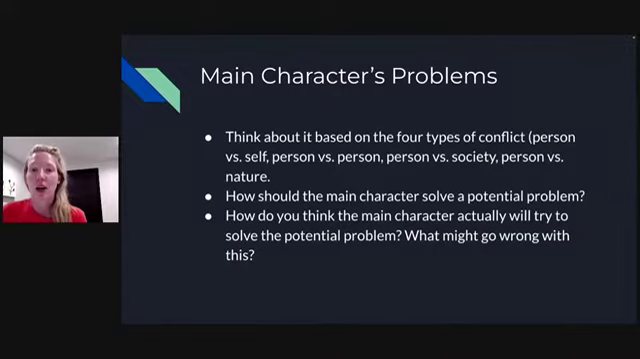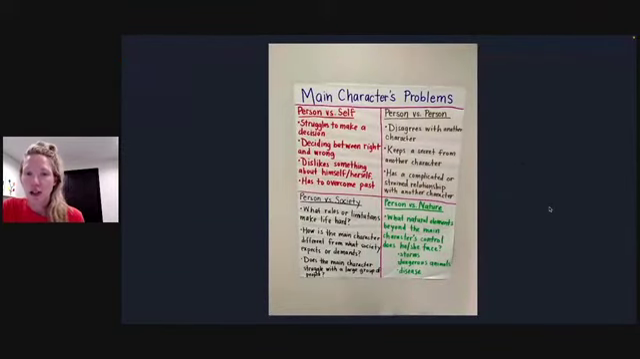And it brings up a good discussion, and it also shows you what the students understand about the character and how that character is going to approach different situations. So that's a little bit of a different spin on main characters' problems. Here's an anchor chart that could go with that lesson as well.